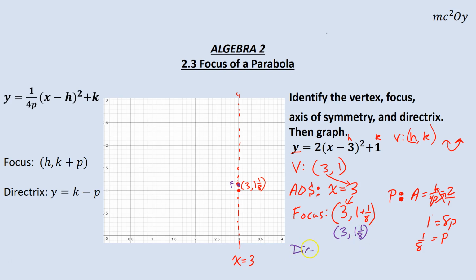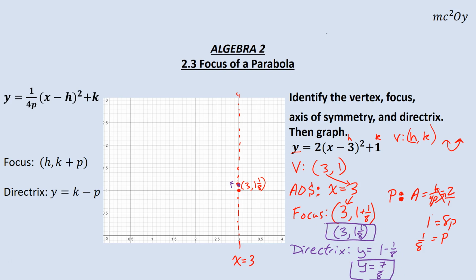Okay, so my directrix, let's kind of clean that up, is going to be equal to what my y value in my vertex was. So in this case, I have y equals 1, but I don't go up 1/8 from here. I have got to go down 1/8. That's minus 1/8. So it's y equals 7/8. That's my directrix. There's my focus.